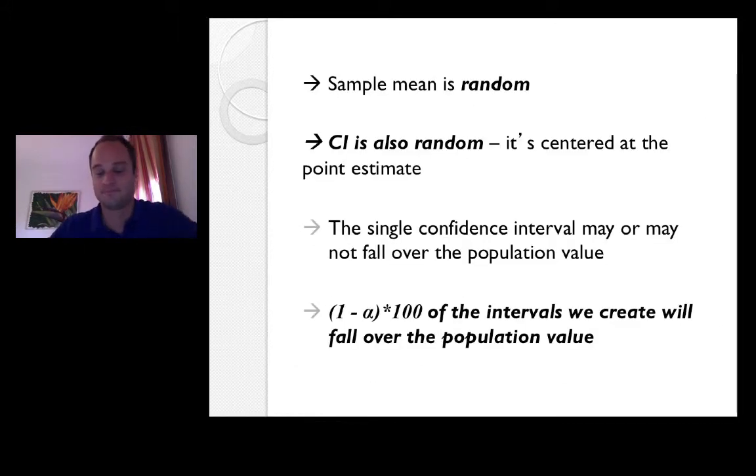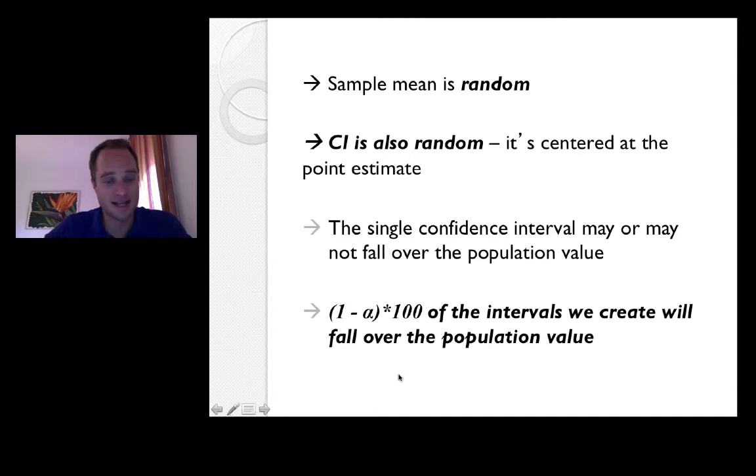So a few remaining points here. The sample mean is random. X bar is a random draw from a population. Since X bar is random, then the confidence interval is also random, right? It's centered around a random variable. Moreover, the single confidence interval may or may not fall over the population value. We don't know, right? We've only taken one sample, calculated one X bar, and we don't know if the interval is going to contain it or not.